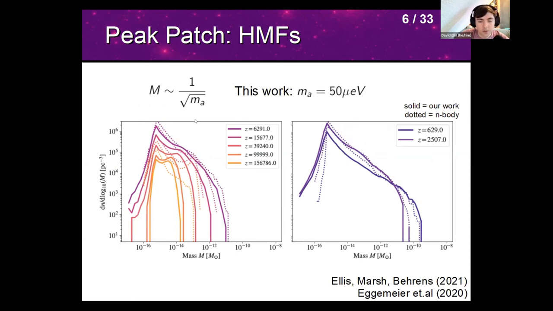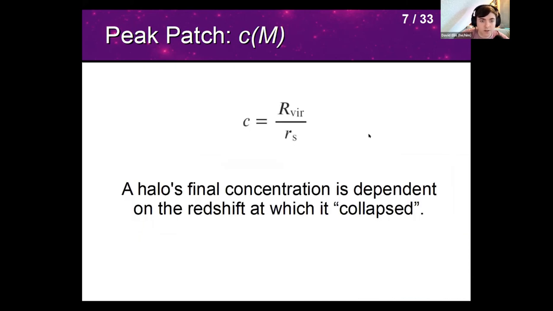One thing to point out is that while we chose a specific axion mass, most of these results within some mass range can essentially just be shifted in the mass direction by considering a different axion mass, because the mass of the objects goes like 1/m. So this is quite nice, but for the most part we could have done this at later redshifts using Press-Schechter. What's more interesting now is trying to predict the concentrations of these objects using peak patch.